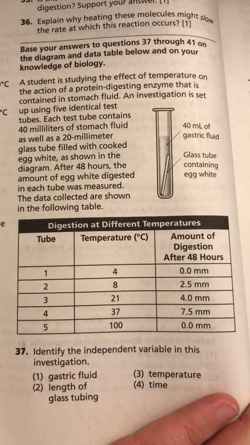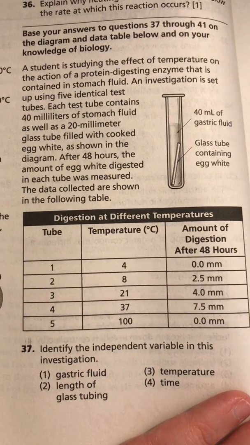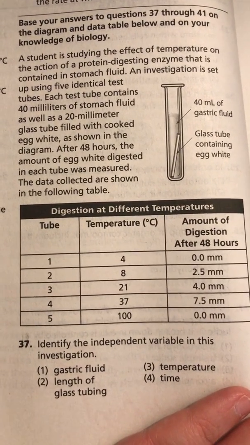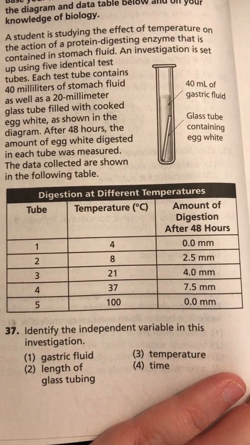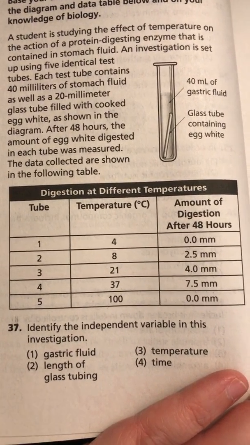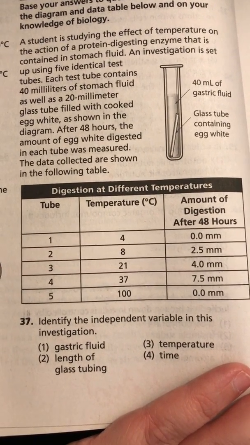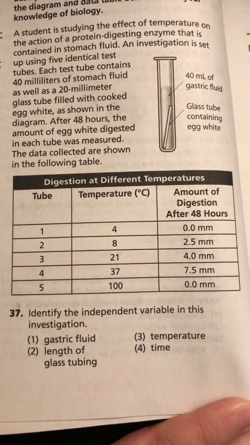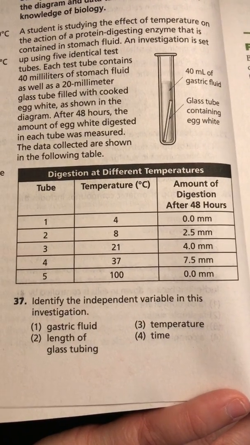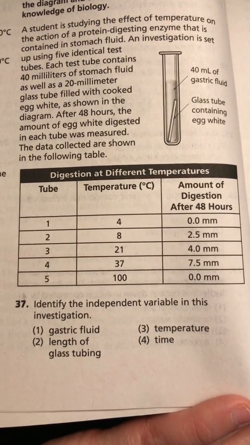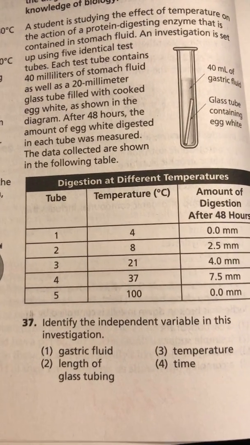A student is studying the effect of temperature on the action of a protein digesting enzyme that is contained in stomach fluid. An investigation is set up using 5 identical test tubes. Each test tube contains 40 milliliters of stomach fluid as well as a 20 milliliter glass tube filled with cooked egg white, as shown in the diagram. After 48 hours, the amount of egg white digested in each tube was measured. The data collected are shown in the following table. 37. Identify the independent variable in this investigation. Gastric fluid, length of glass tubing, temperature, or 4. Time. Remember, independent variable.